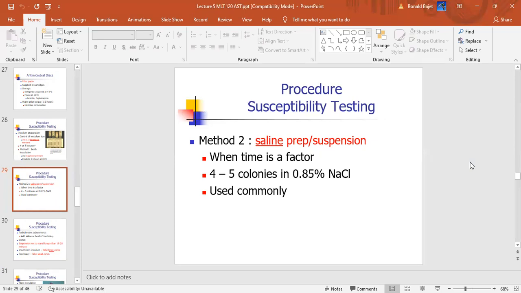Like I said, it's optimal to use organisms in log phase, but you can make a straight suspension from colonies without having to be in log phase growth. You just do the same thing, make your 0.5 McFarland Standard, and then plate it onto your Mueller-Hinton agar, and then add your antibiotic disc for Kirby-Bauer sensitivity.